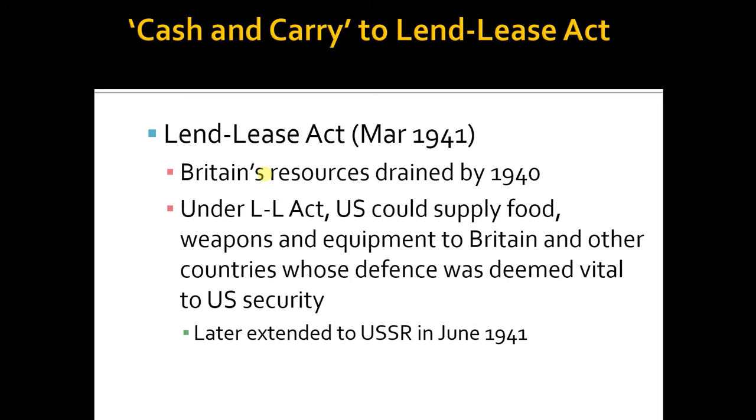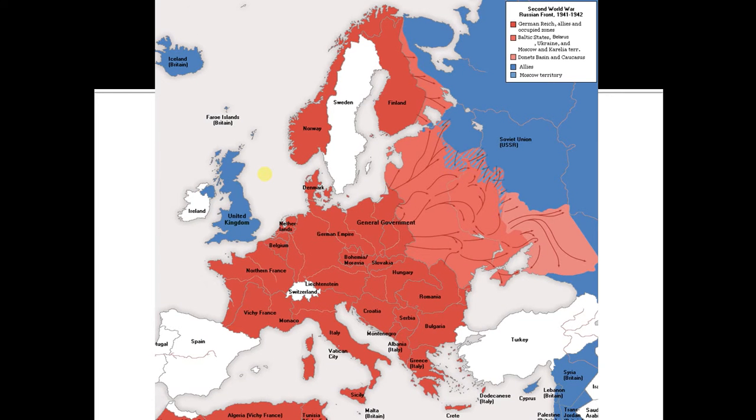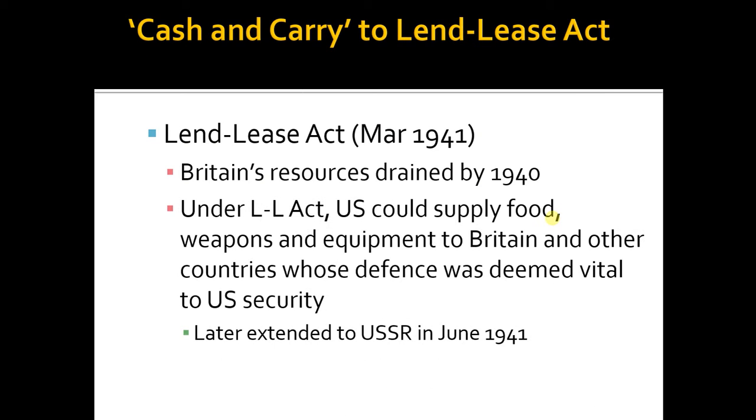And under the Lend-Lease Act, the USA could supply food, weapons, and equipment to Britain and other countries whose defense was deemed vital or important to US security. Therefore, this Lend-Lease Act was later extended to the USSR in June 1941. If you look over here, basically 1941, later we'll learn more about this, the Germans also invaded the Soviet Union, and when they did this, the Lend-Lease Act was then also extended to the USSR.